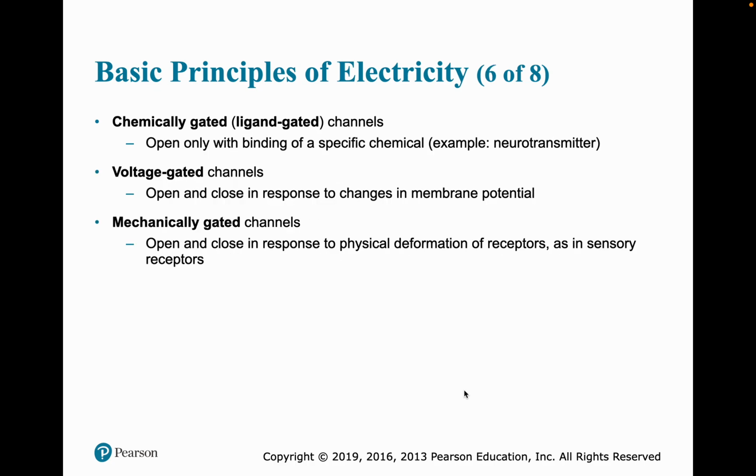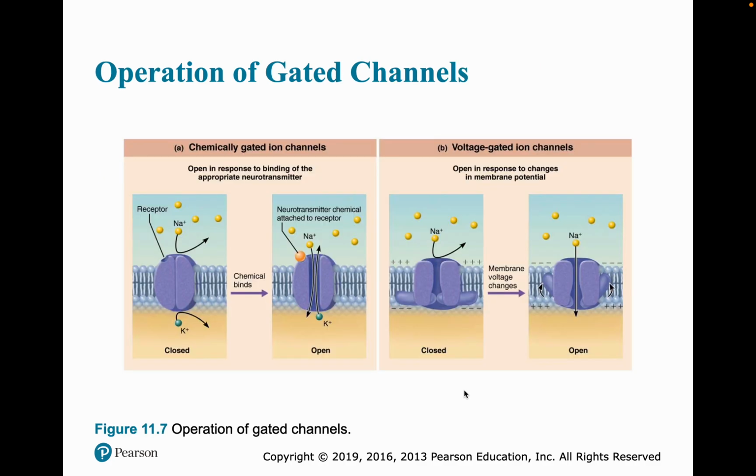If they are chemically gated channels, then something binds to them. Usually we'll call it a ligand, often a protein. Usually what we'll be talking about in this case is neurotransmitters. Voltage-gated channels change shape in response to changes in the membrane potential. And mechanically gated channels change in response to the physical deformation of the receptors. So touch receptors, when you touch something, you're deforming that protein, and that changes the gating. It lets ions in. Here they are outlined, and I would recommend you go to figure 11.7 in your text and check that out.